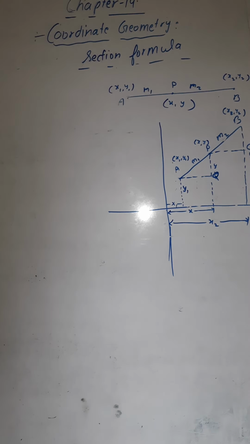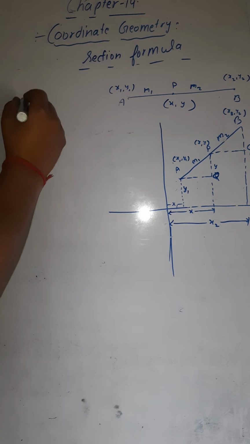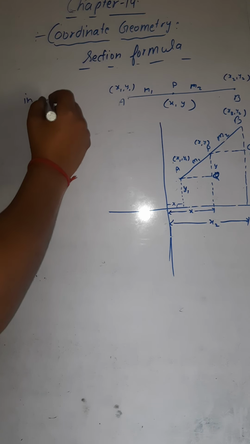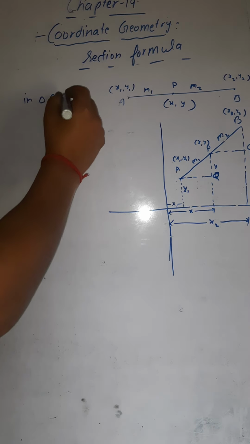You have two triangles. So here I am writing in triangle APQ and triangle PBC. Here you have two triangles, APQ and PBC. If you see, as these two lines are parallel, remember this line is parallel to the y-axis and this line is also parallel to the y-axis, means this line and these two lines are parallel to each other.